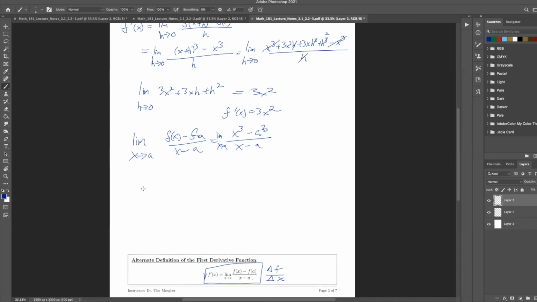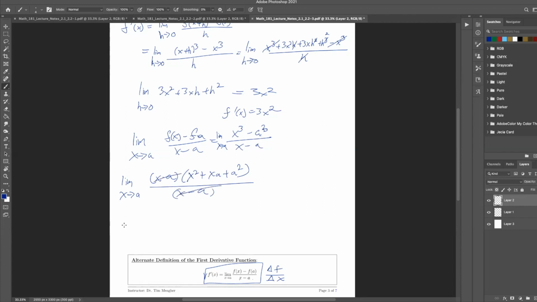All right, so now I have a difference of cubes. A difference of cubes factors in the following way. I have x minus a, and then here I'll have, see if I remember this correctly, x squared, since this is minus, this is plus, xa plus a squared, all divided by x minus a. So this is just the difference of cubes. You can look it up.